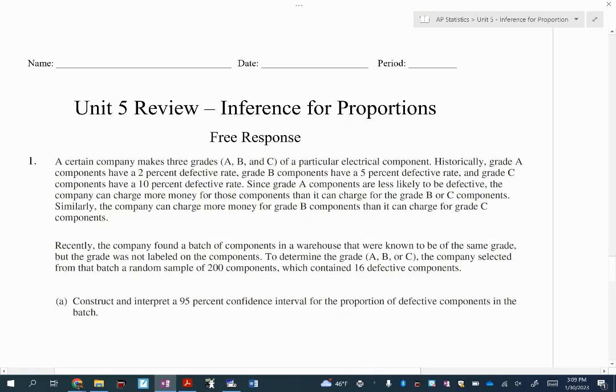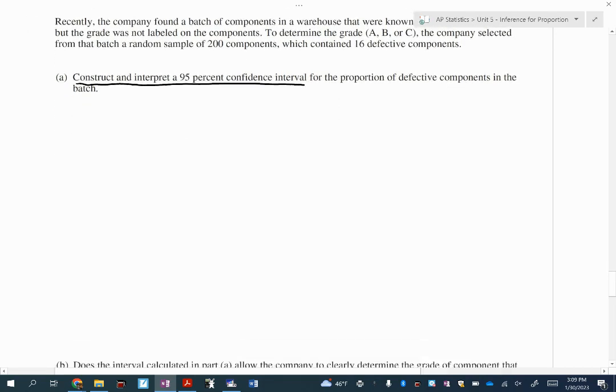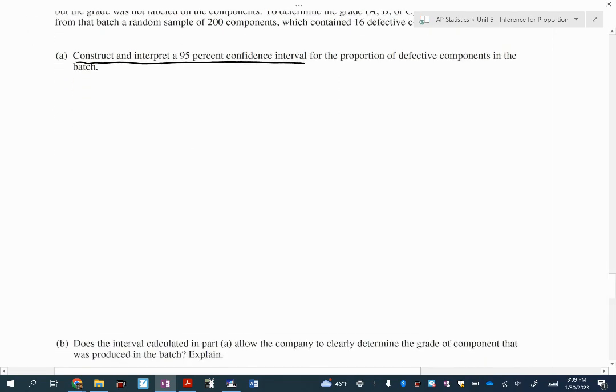Which is asking us to construct and interpret a 95% confidence interval. So what's the very first thing if you need to create and interpret a confidence interval? What's the first thing you should do? Actually, no. If it was a test, Diego, then you would need to define the parameters. But it's not a test. Don't need hypotheses. Assumptions and conditions is the first thing you go to.